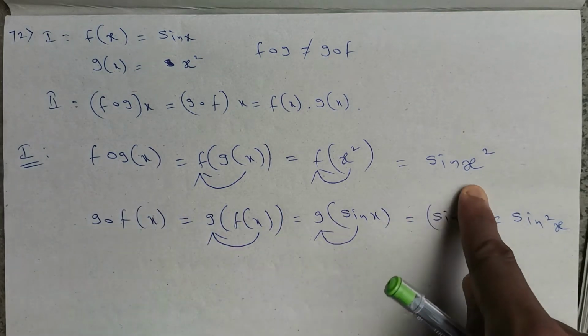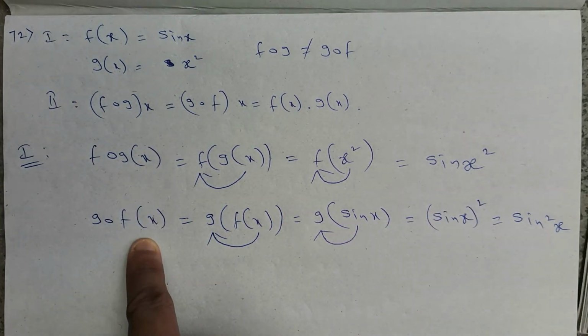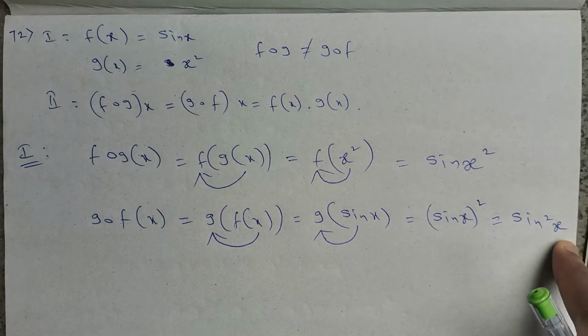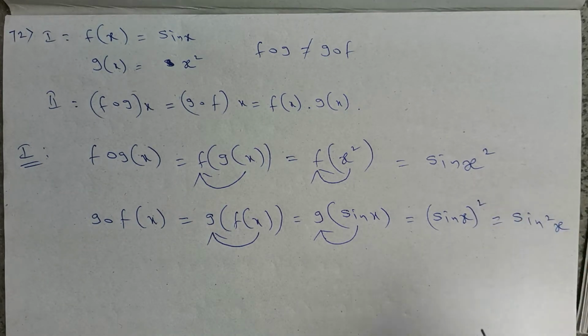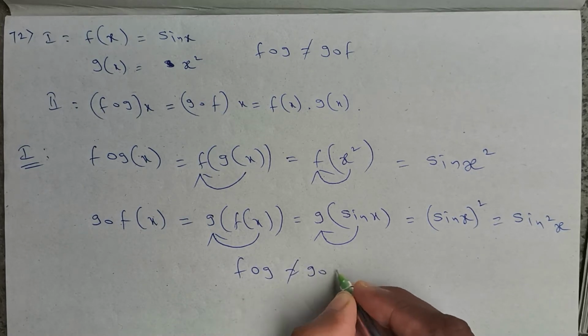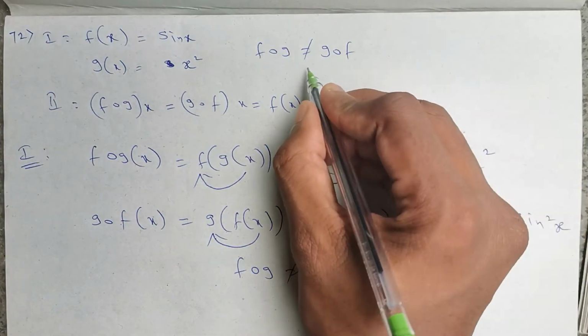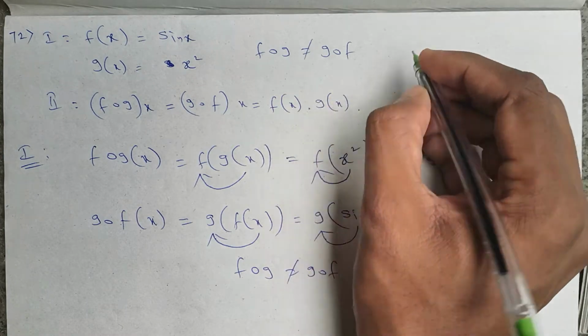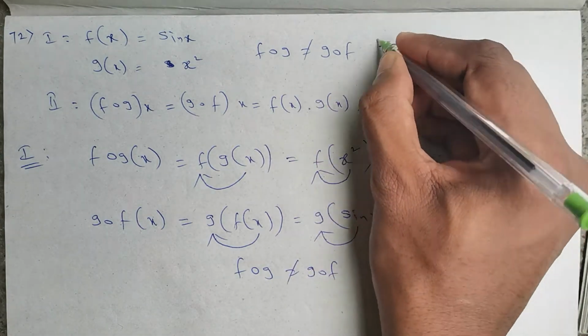F of g of x is sin x square, g of f of x is sin square x. Both are completely different. So we can conclude f of g is not equal to g of f. He also gave like that only, f of g is not equal to g of f. So first statement is true.